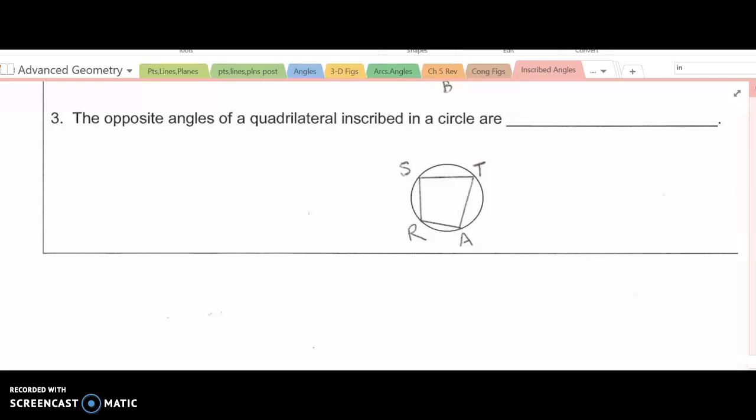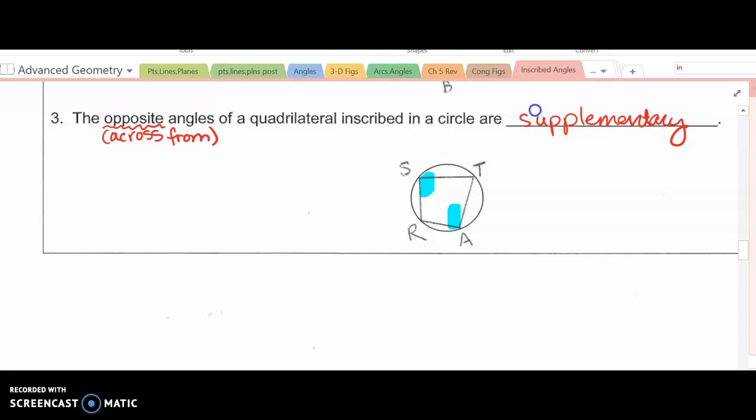And then the last shortcut, and this one you really do need to know separate from the others, says that the angles across from each other, what we call opposite, are going to be supplementary.